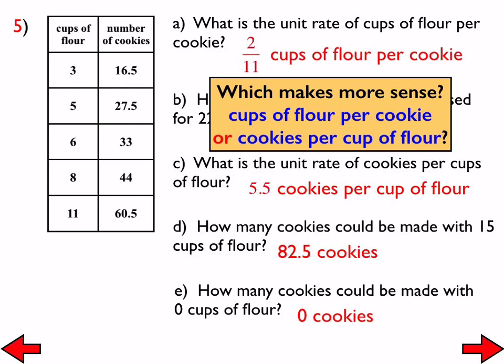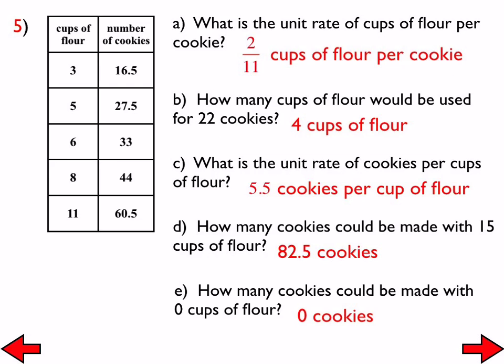Cups of flour per cookie? Is that right? No, I think it's the second one. Because for 1 cup of flour, you can make quite a few cookies, right? Cookies per cup of flour, that's the one that makes more sense. And so the reason why I'm asking that is because that's the unit rate that's going to be the better unit rate when you are figuring out cups of flour, okay? Or going from cups of flour to cookies.